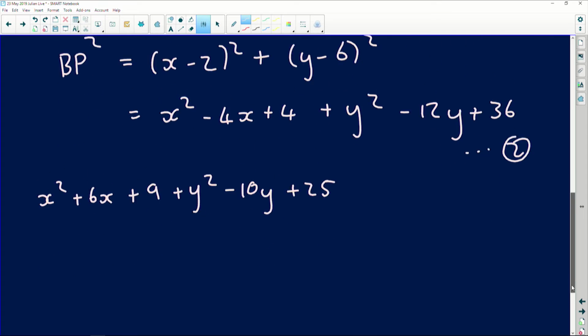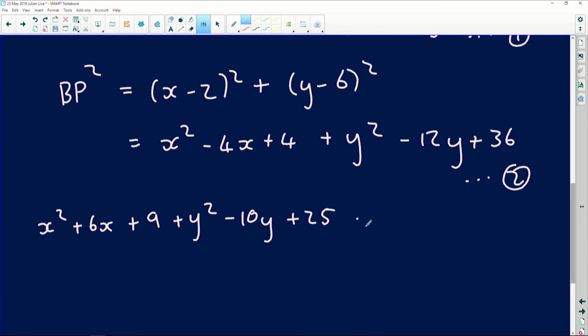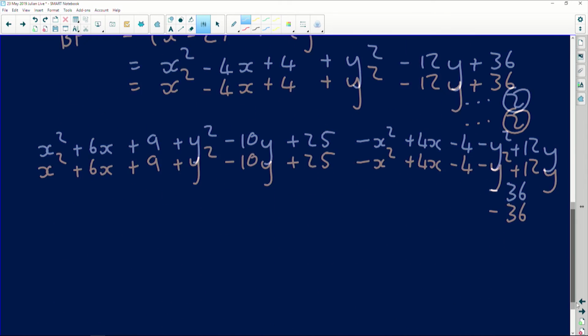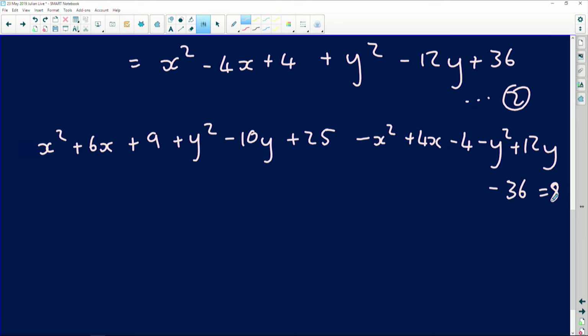Oh, and I think I'm going to run out of space over here, but that's fine. I'm going to subtract it, so that means all of these signs in front are going to change. I'm going to have minus x squared plus 4x minus 4 minus y squared plus 12y. And I've just run out of space over here. I'm going to have minus 36. And these two subtracted from one another give me a value of 8. So I'm going to equate this whole thing here to 8.